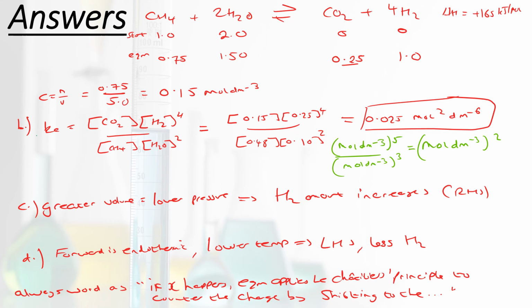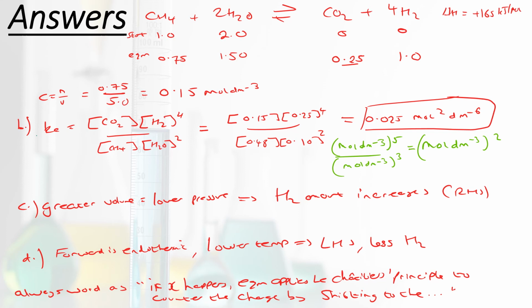We plug these numbers in, and it gives a Kc value of 0.025. We then have to calculate the unit for this. Remember, we have to always work out our units for Kc. And so the way I'm going to do this is think about how many mole per decimeter cubed concentration terms do I have on top, and how many concentration terms do I have on bottom.